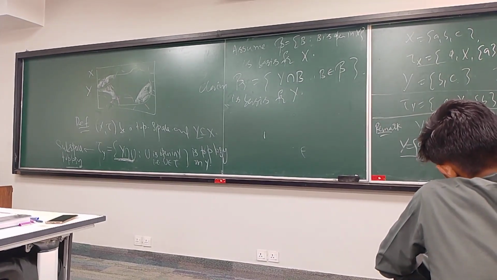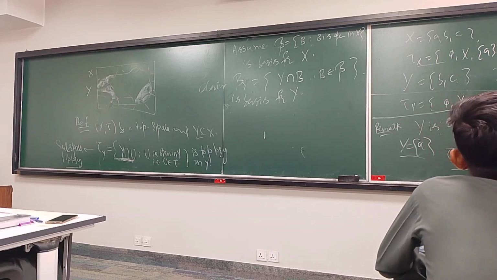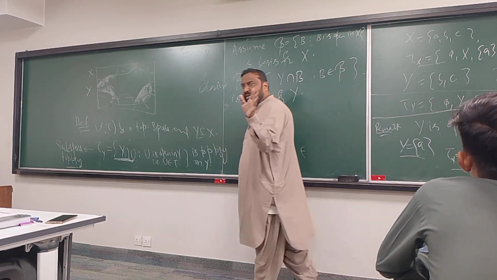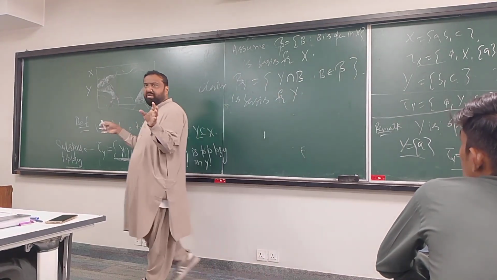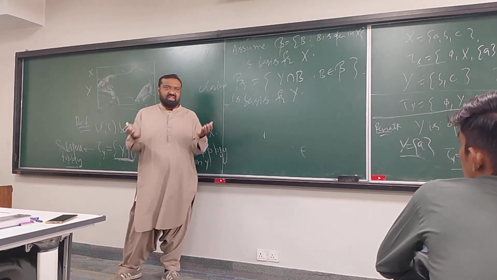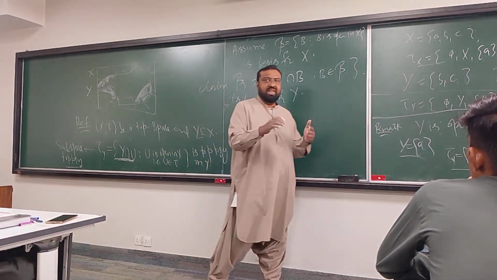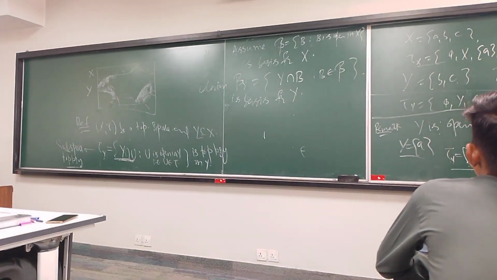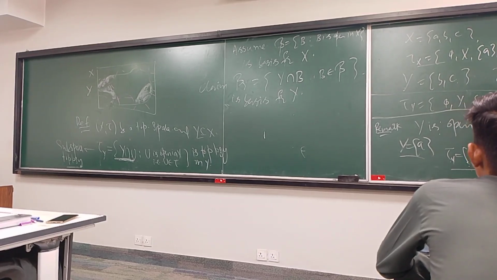Think about it. How did we find the basis for the product topology? We said that if you have a basis for X and a basis for Y, just take the rectangles, the cross product of basis elements, and that is going to create the basis for the product. So you just need to think naturally.